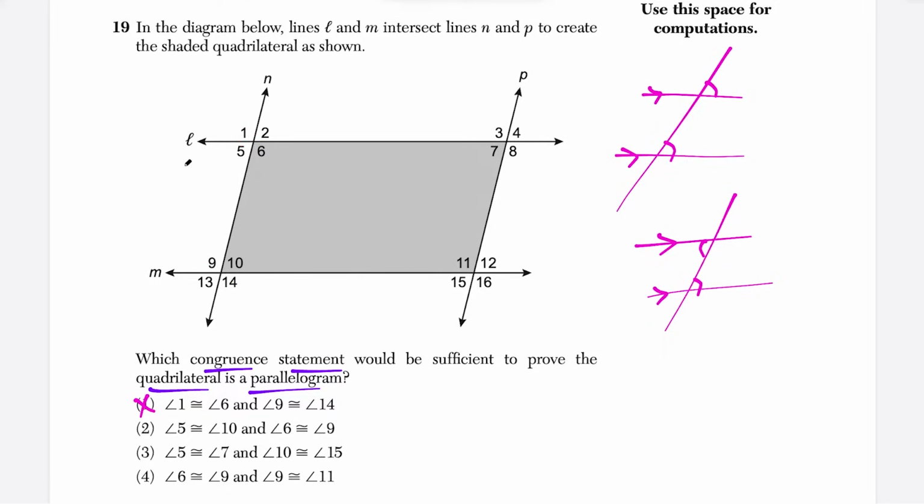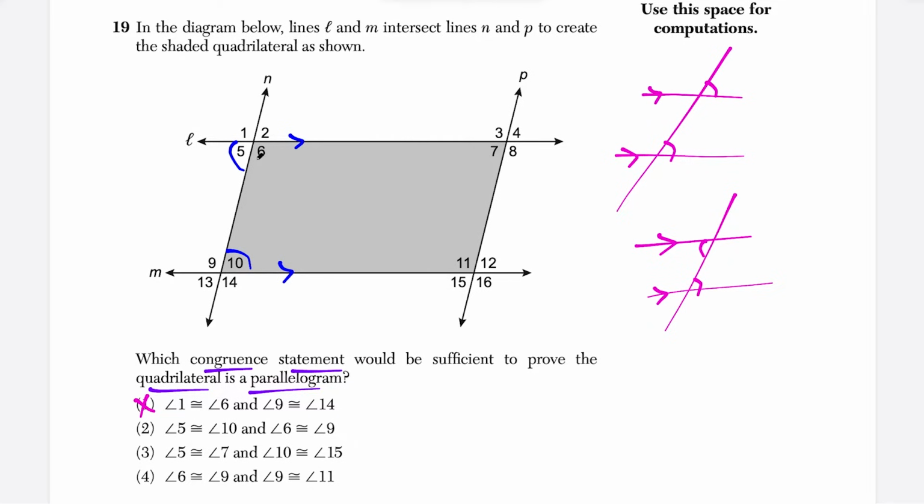So now for choice 2, we have angle 5 is congruent to angle 10. And notice that we have alternate interior angles here. So since our alternate interior angles are congruent, the lines involved in forming these alternate interior angles are parallel. So we could say that L is parallel to M based on this statement here.